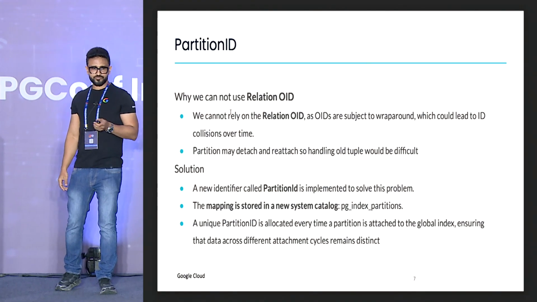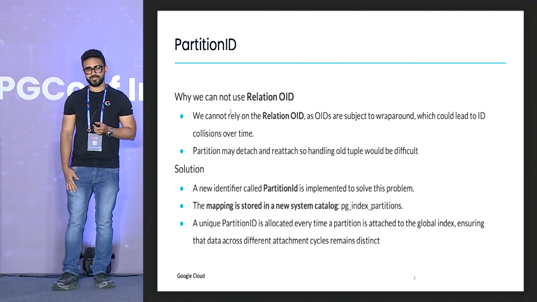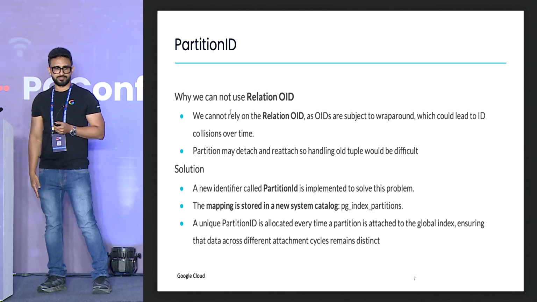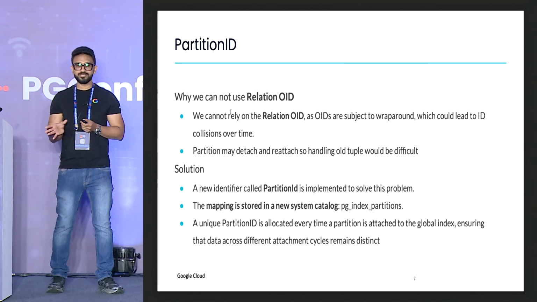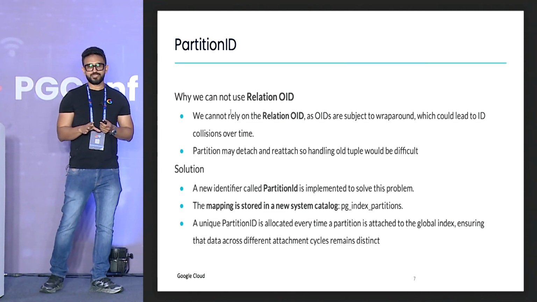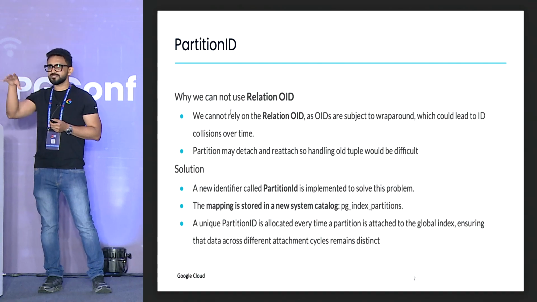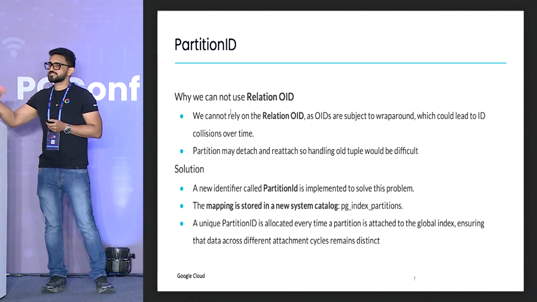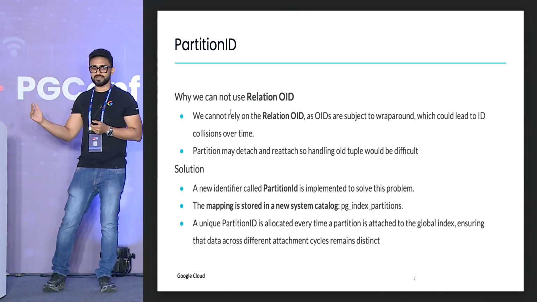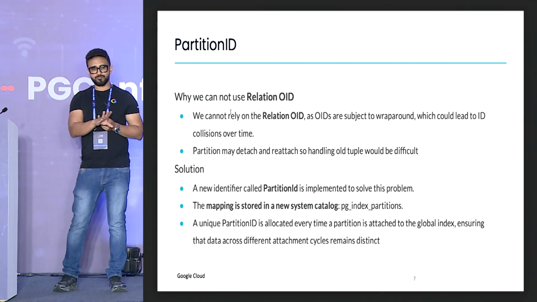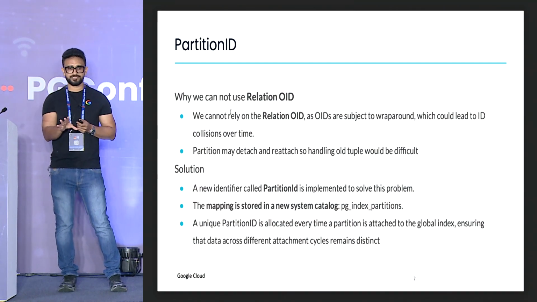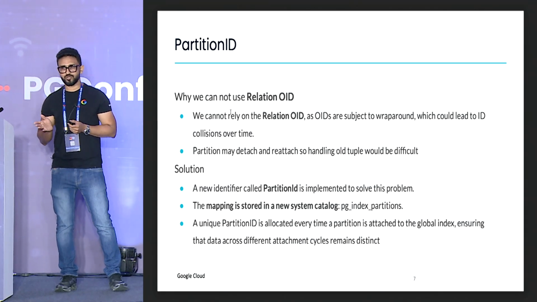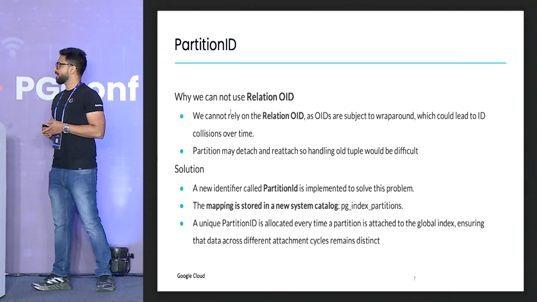The solution we have chosen is that we have created a new identifier which is called a partition identifier, which is completely unique. Although we need a mapping: if you locate the tuple in the global index, you need to know which relation this partition ID belongs to, or which relation this partition ID points to. So we need to store a mapping in the catalog, which is pg_index_partition, although we maintain a cache over this catalog so that the searching or mapping is faster.